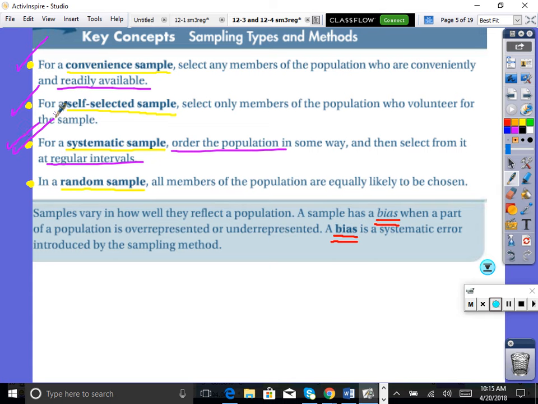A random sample is obviously the best, but it really is the hardest to truly do. So in a random sample, all the members of a population are equally likely to be chosen. So if I put all of your names in a bucket and drew from it, just pulled out a bunch of names, that would be truly random. It says right here, samples vary in how well they reflect a population because a sample has bias when a part of the population is overrepresented or underrepresented. So just keep that in mind.